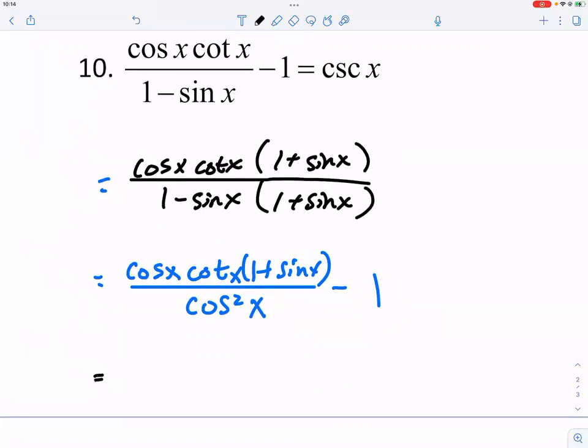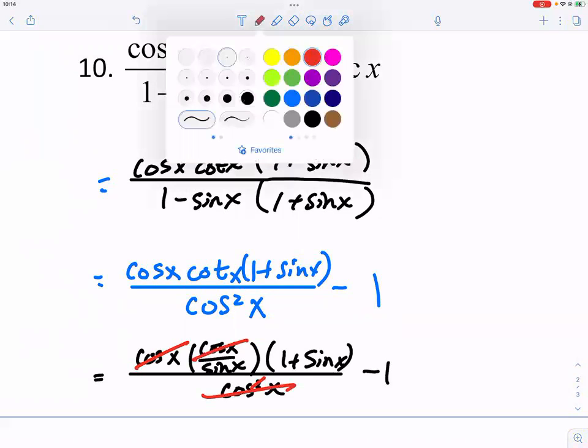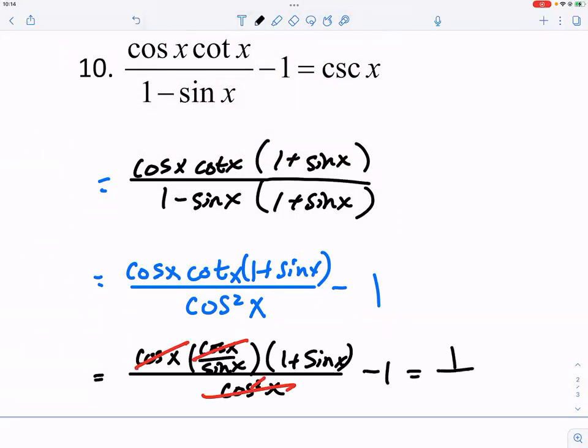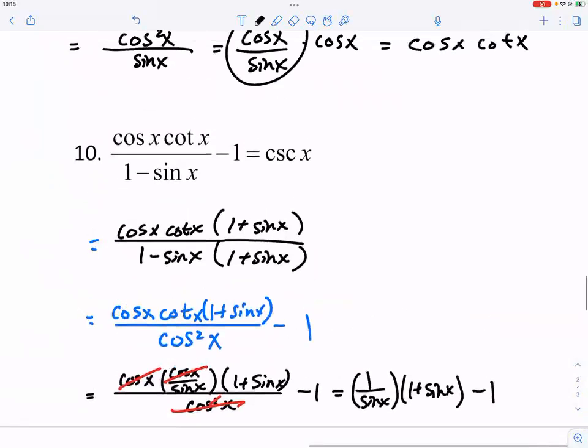Okay. But now, how would it work out in the numerator? Well, you can clearly see some cancellation, but I'm going to change this here, so you can see better how things are being canceled out. So that's canceled, and that's canceled. So you have 1 over sine x times 1 plus sine x, and then minus 1. Now you can check the answer key for the complete work. Okay.